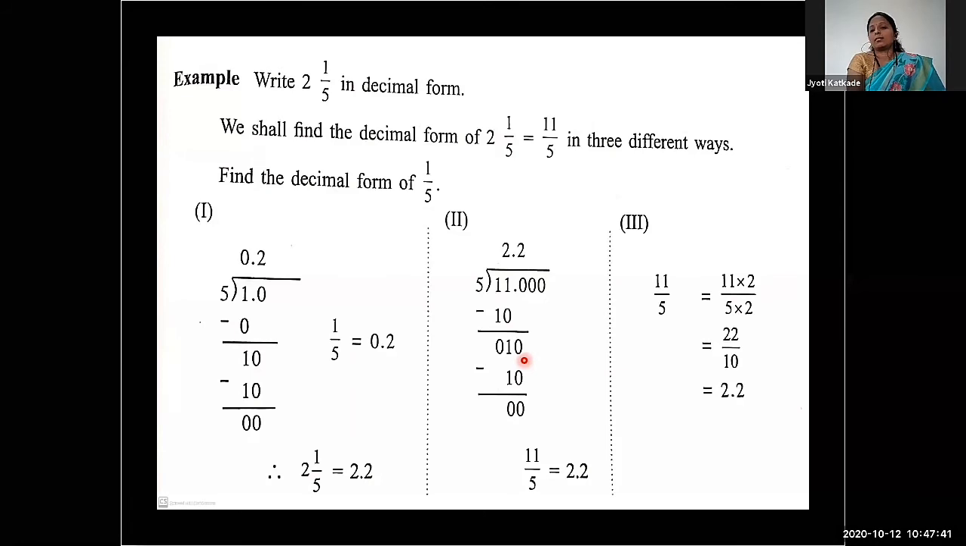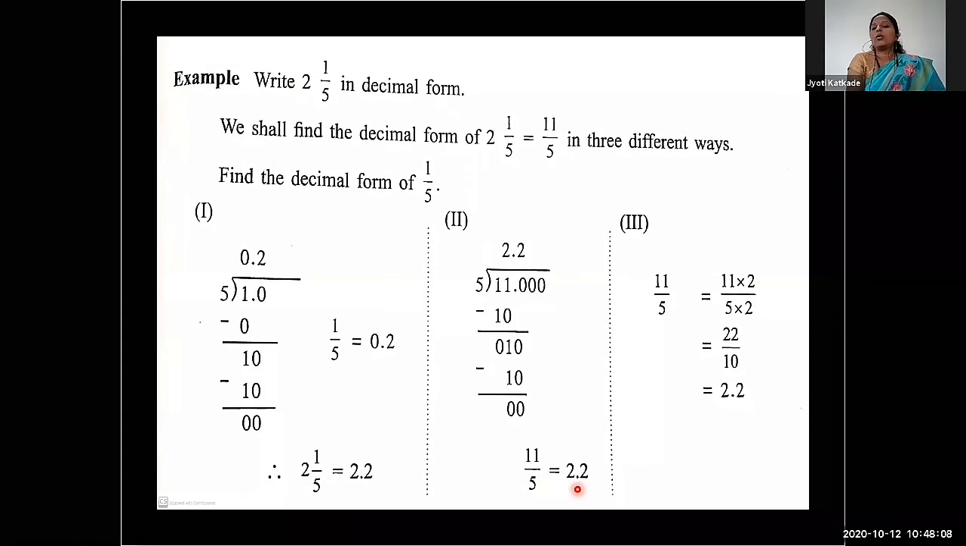Now we get 10. 5 twos are 10, and when we minus 10 from 10, we get remainder 0. Now see, remainder is 0. The answer or the quotient is 2.2. Means the same answer is there. In the first method also our answer is 2.2. Now in the second method also our answer is 2.2.